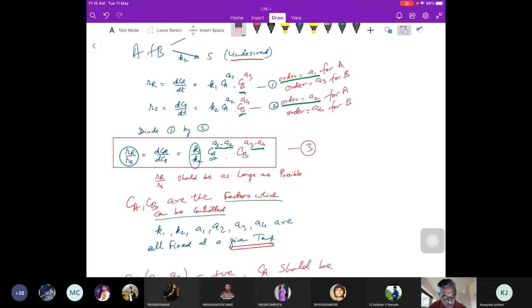So if you divide 1 by 2, what you get is rate of R upon rate of S is equal to K1 by K2, CA to power A1 minus A2, CB power A3 minus A4. ये हमने सेम रखा है because ये फर्स्ट हम एनालिसिस ऑलरेडी कर ली है A1 A2 का. So now we need to look at A3 A4 का इफेक्ट क्या होगा.